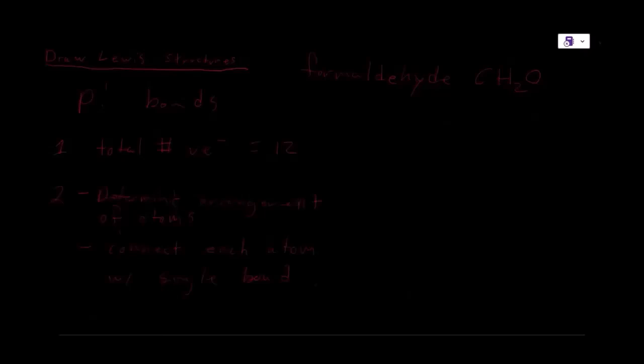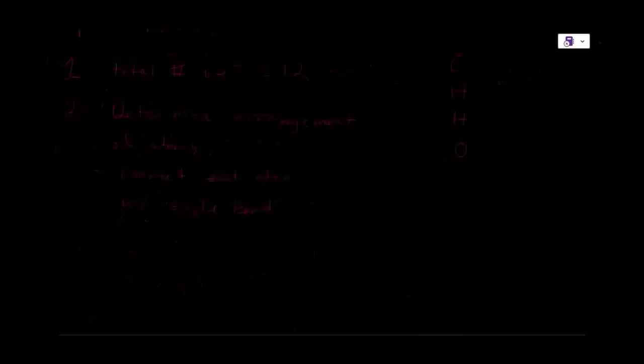So we can move to the second step, which would be to determine the arrangement of the atoms and connect each atom with a single bond. So we have carbon, 2 hydrogens, and an oxygen. One thing that can help determine the arrangement of a molecule is to identify whether or not an atom is a terminal or central atom. The hydrogens are always terminal atoms, and this is because the outer shell of the hydrogen can only hold 2 electrons, so it can only form 1 bond. So hydrogens are always terminal.